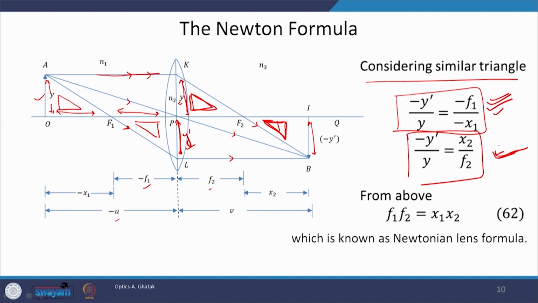Now, in these two expressions, the left hand sides are the same, therefore, from above we will get f1 f2 is equal to x1 x2. This particular formula is called the Newtonian lens formula or Newton formula.